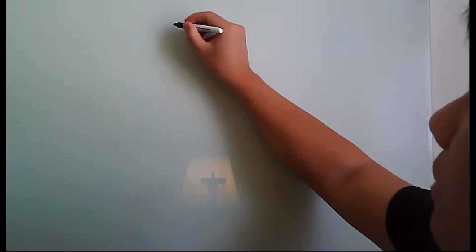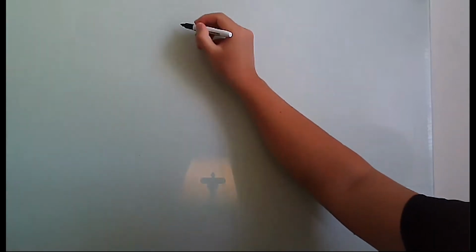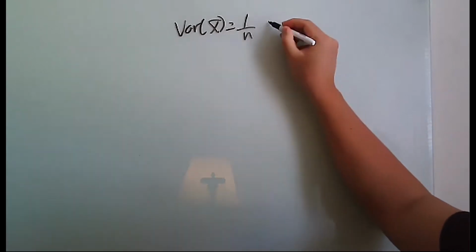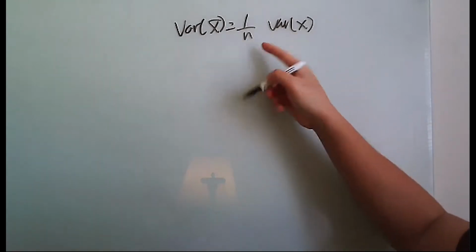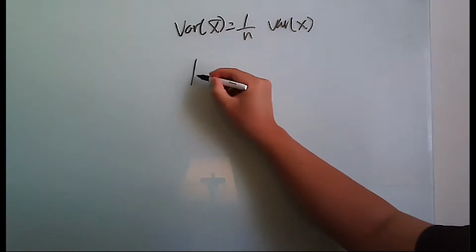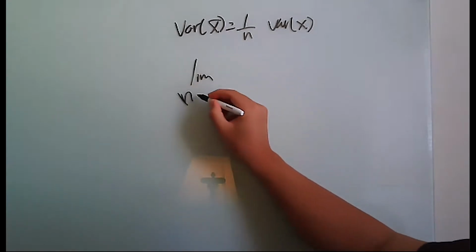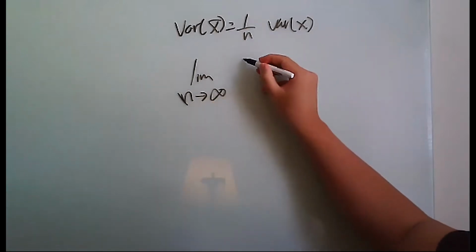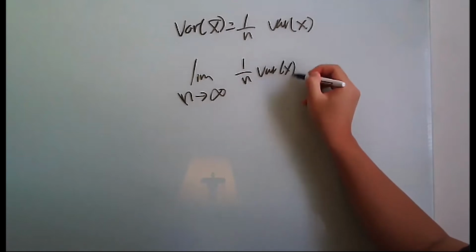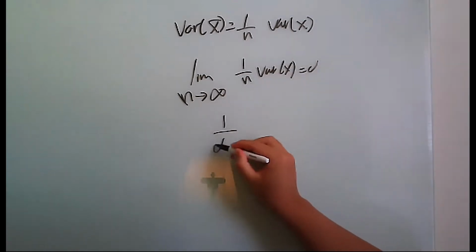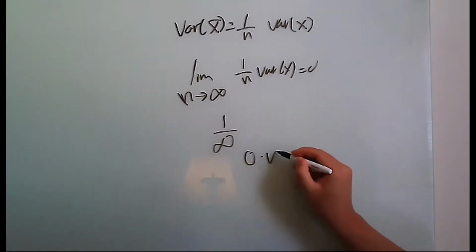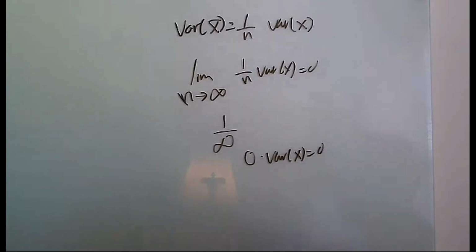We said variance of x bar is 1 over n times variance of x, right? So as n goes to infinity, or simply, if you don't know the limit, it's 0. In other words, 1 over infinity equals basically 0, right? So 0 times variance of x would be 0. So this is a mathematical property.